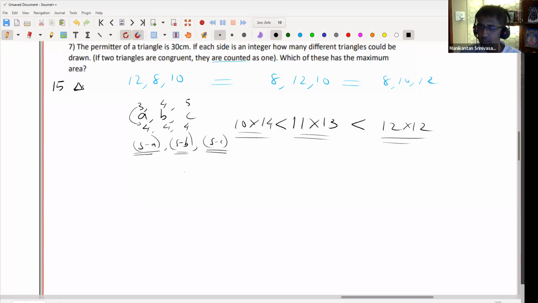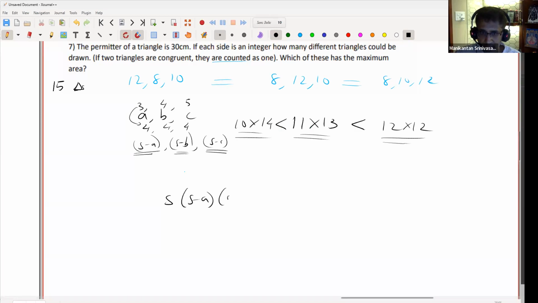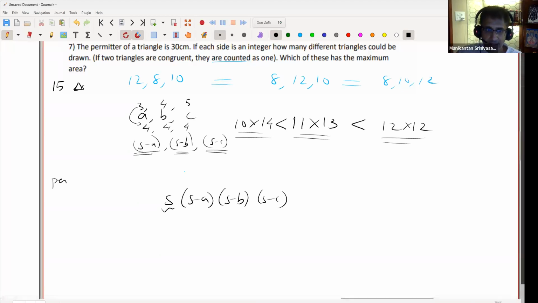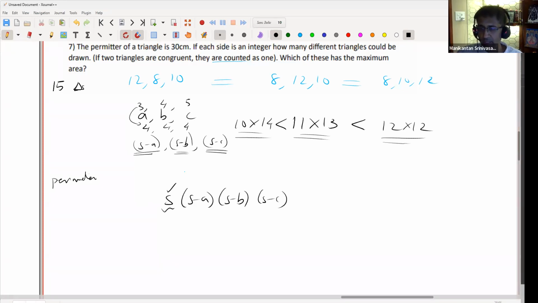But as the numbers go apart, the product becomes smaller and smaller. That's exactly what's happening in Heron's formula, right? You have S, S minus A, S minus B, and S minus C. If S is common, and I'm comparing two triangles with the same perimeter, S is not going to change. You can only change the allocation of small a, small b, and small c.